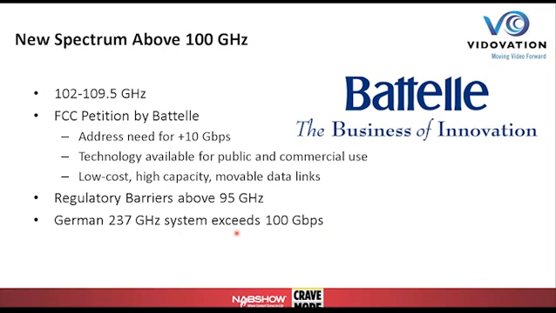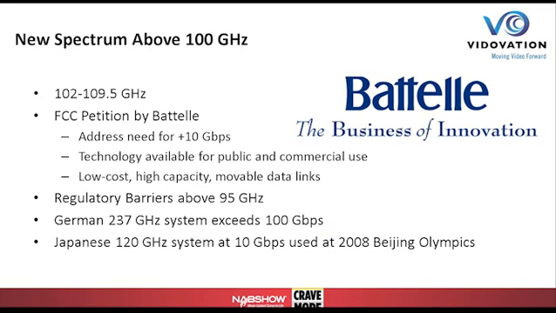I'll show you on some of the slides coming up that there's been some German research where they've gone only short distances to date, but if you can go a short distance, you can always scale that up, higher powered amplifiers, that sort of thing. But they've been able to push 100 gigabits per second on a 237 gigahertz carrier. So some of the universities over in Germany have done some successful trials and research in this area.